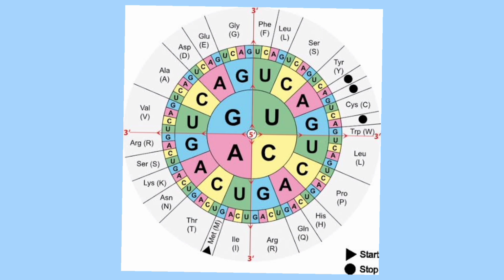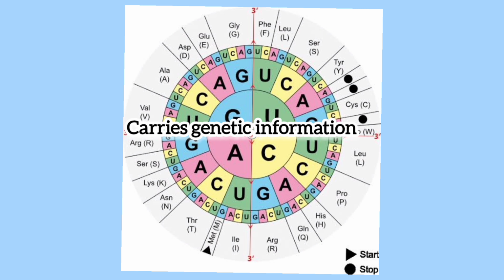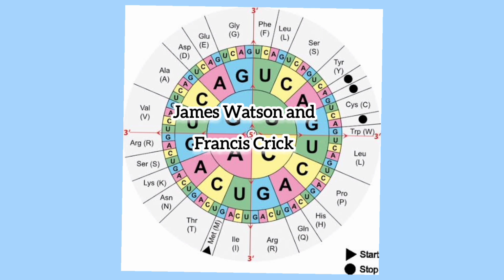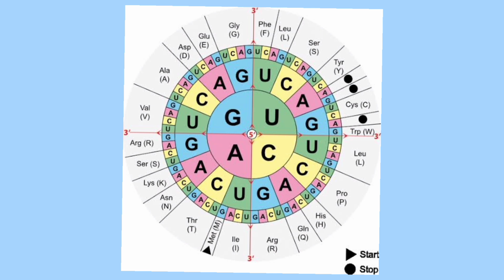To understand the genetic code, we first need to understand DNA. So, what is DNA? It is deoxyribonucleic acid, the molecule that carries genetic information in almost all living organisms. It is often called the blueprint of life. The structure of DNA was discovered by the scientists James Watson and Francis Crick, using crucial data from Rosalind Franklin.